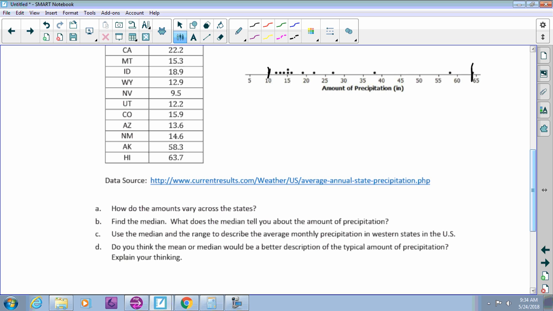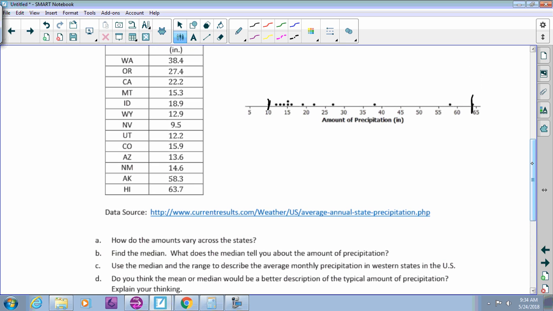And then part D, do you think the mean or the median would be a better description of the typical amount of precipitation? So your last job with this data set is to find the average of all of these numbers, and then you're going to have your median and your average. Looking at what we see on our dot plot and what you saw for numbers, which one is a better representation of that data set? Is the mean a better representation, or is the median? You can see here we have some states that have almost 65 inches of rain, and then some high numbers. That's going to pull the average up, right? But what's typical? Compare it to the median. See which seems more typical.